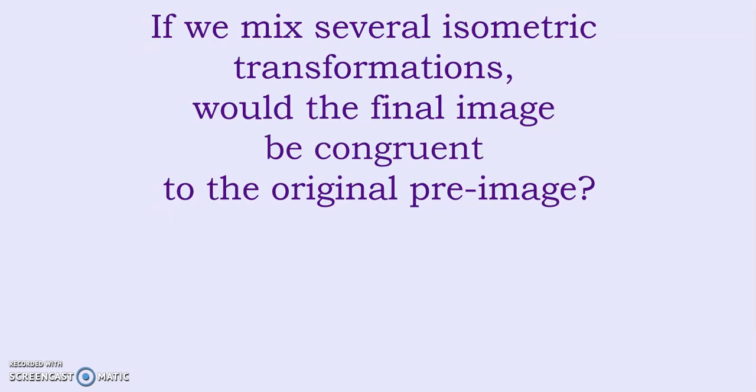If we mix them up, which is what we've been doing lately, we've been doing multiple ones, do we still have a final image that's congruent to our preimage? And again, the answer is yes. If we mix up all these isometric transformations, as long as we don't throw in one that's non-isometric, like a dilation, we will still have a congruent preimage and image.